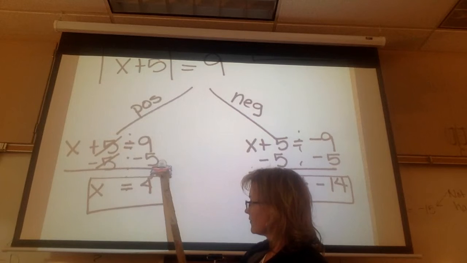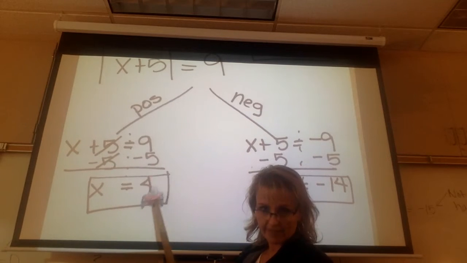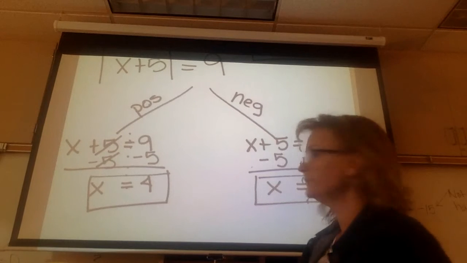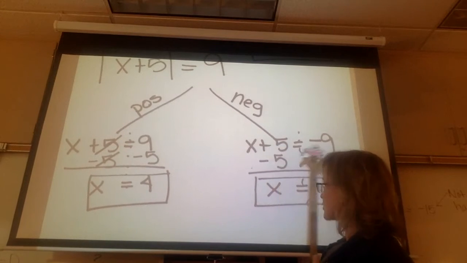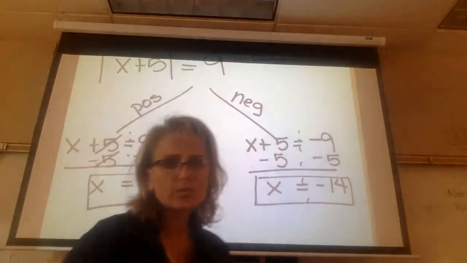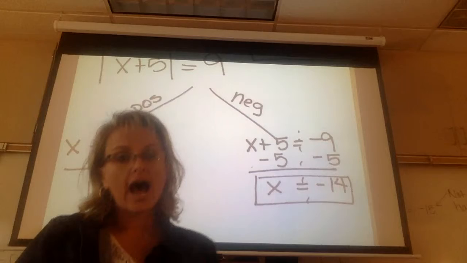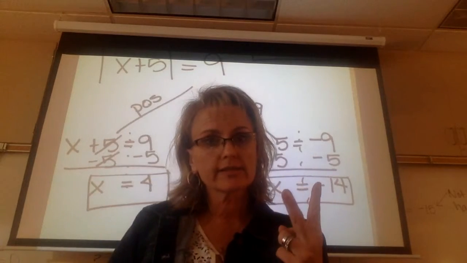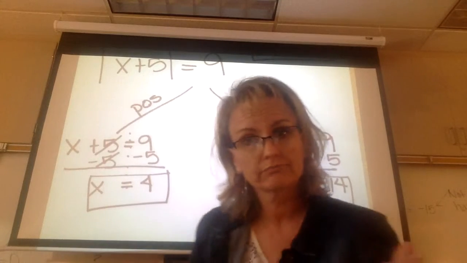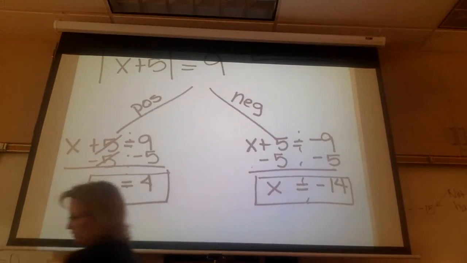I'm going to subtract 5 from both sides. I get 9 minus 5 is 4. So I end up with x equals 4. Well, that's cool. On this side, I'm going to subtract 5 from both sides of the equation, and I end up with x equals negative 14. I have two answers that make that absolute value true. Great. That's what we're used to.